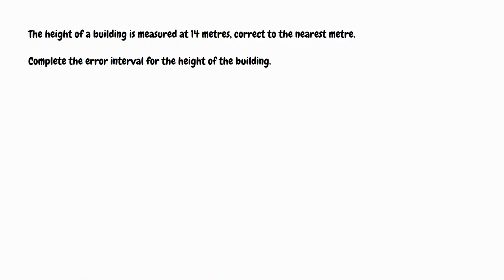So for this first question, we have that the height of a building is measured at 14 meters, correct to the nearest meter, and we need to complete the error interval for the height of the building. So our error interval is just a range of potential values that the number could have been before it was rounded. So in our error interval, we're looking for a lower bound and an upper bound. To make it easier to find this error interval, we can set it out on a number line.